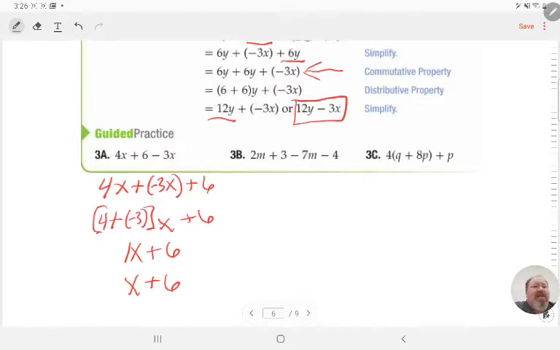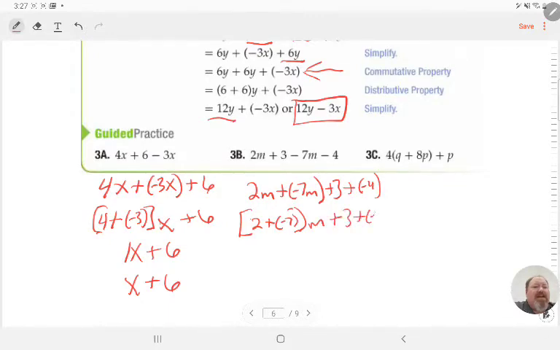Okay? And then on this one, I could change it around and say 2m plus a negative 7m plus 3 plus a negative 4. Let's see. 2 plus a negative 7 m plus 3 plus a negative 4. Let's see, this would be negative 5m plus 3 plus a negative 4 would be a negative 1. So I could say negative 5m minus 1.